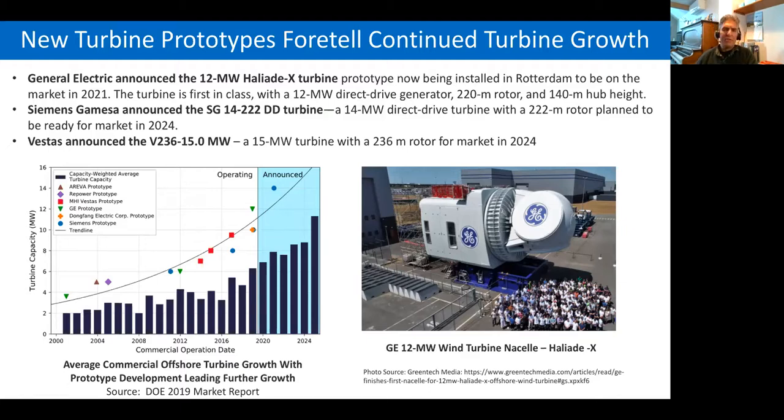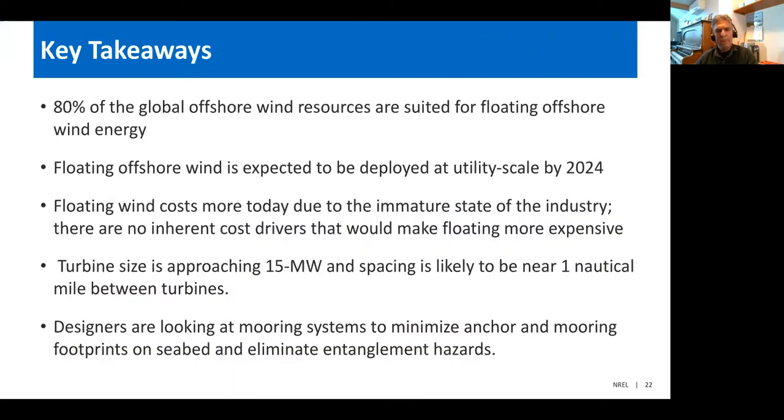Okay, next slide. I just want to wrap up. The key takeaways: 80% of the global resources are in areas where floating technology is going to be best suited. And the first commercial developments for floating systems are already being developed in Asian countries, namely Korea. And we expect to see those coming on around 2024.